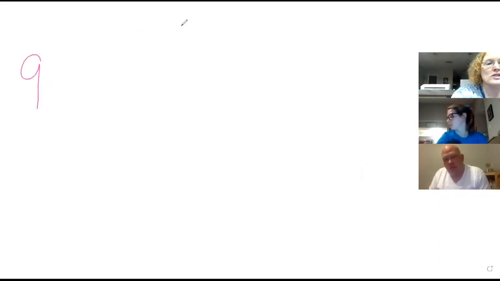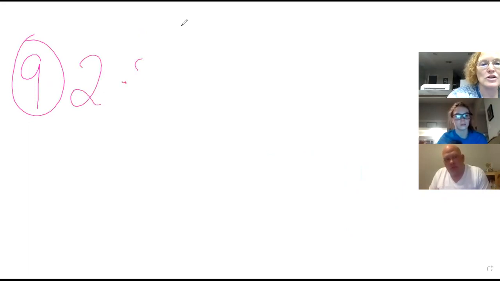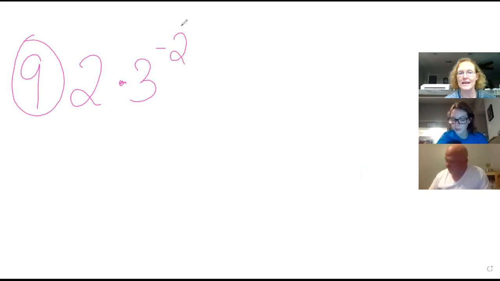So on these problems, most of them are pretty straightforward. You will have a few where some things don't have exponents. And so I want to do one like that here. So this is going to be 2 times 3 to the -2. So you'll notice that 2 doesn't have an exponent.